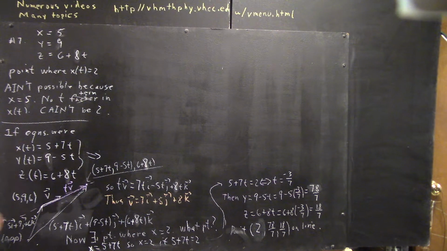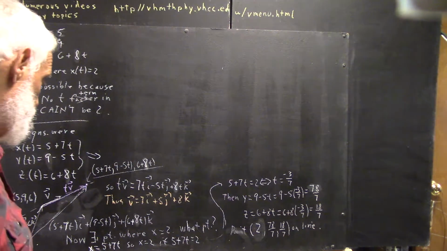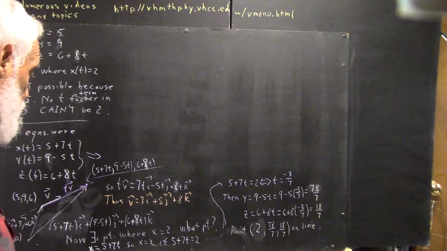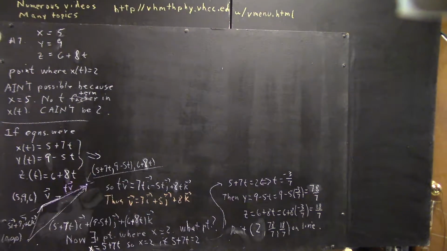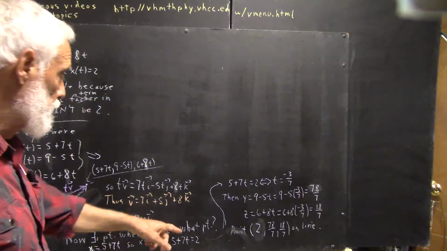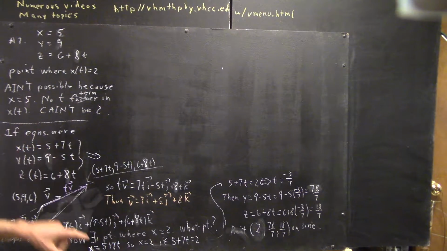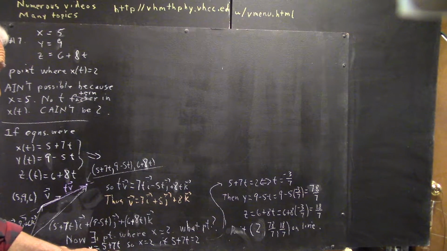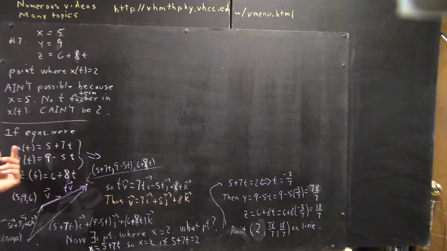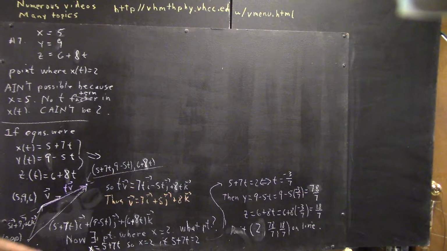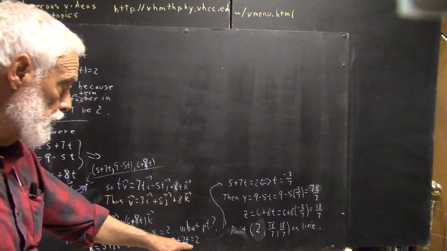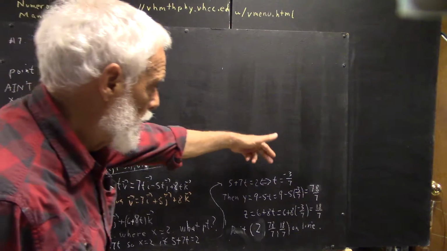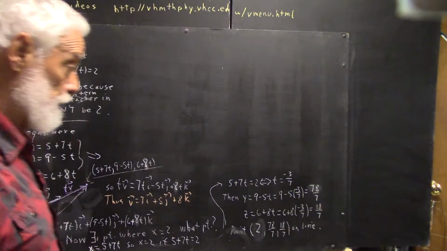Okay, so we come down here and we say, well, is there a point where x equals 2? If so, what point? Well, x equals 2, so that 5 plus 7t would equal 2. So we find the value of t that makes 5 plus 7t equal to 2. That's easy to do. And we solve that, and we find that t is negative 3/7.